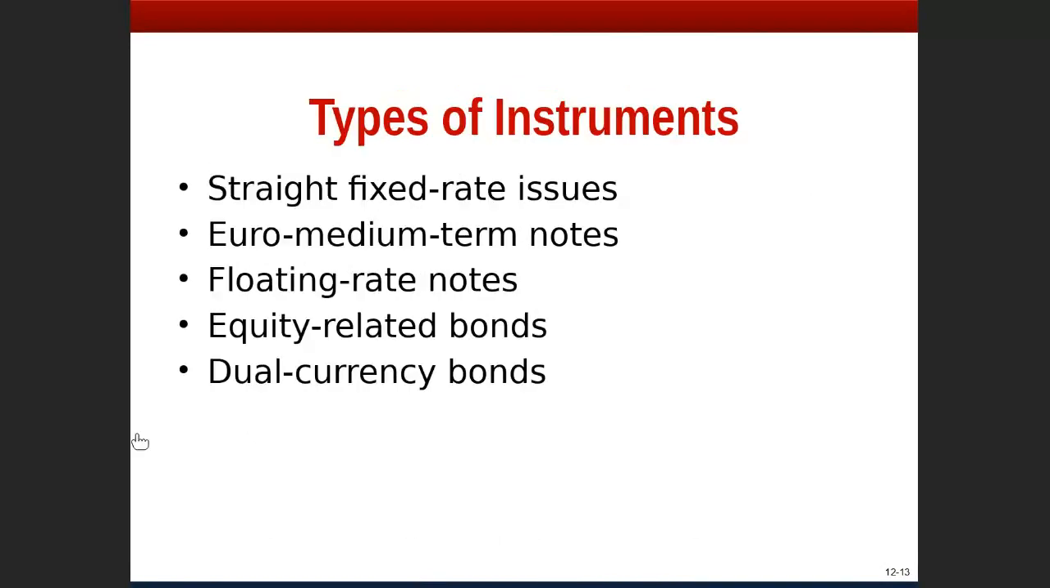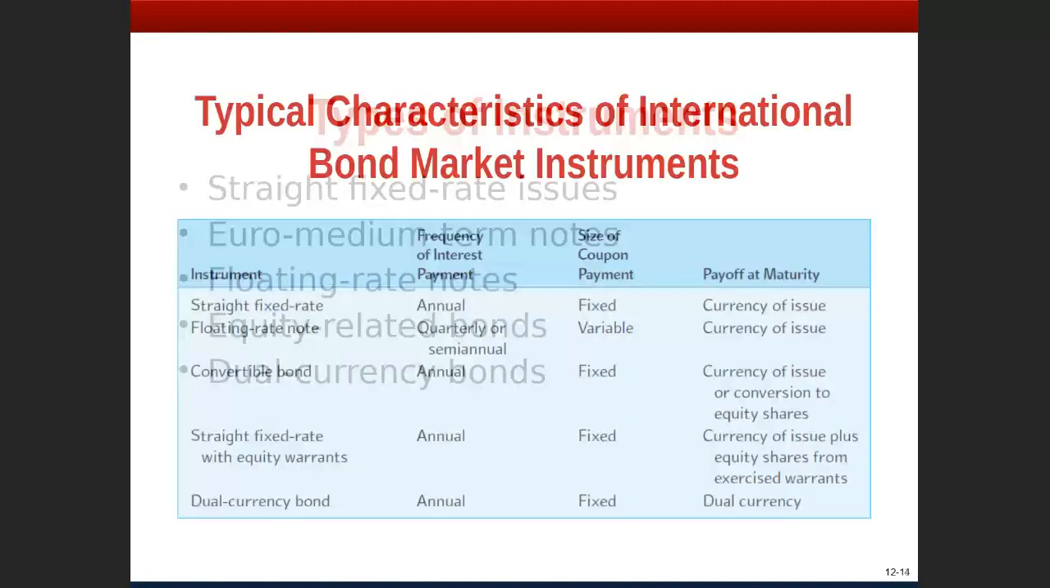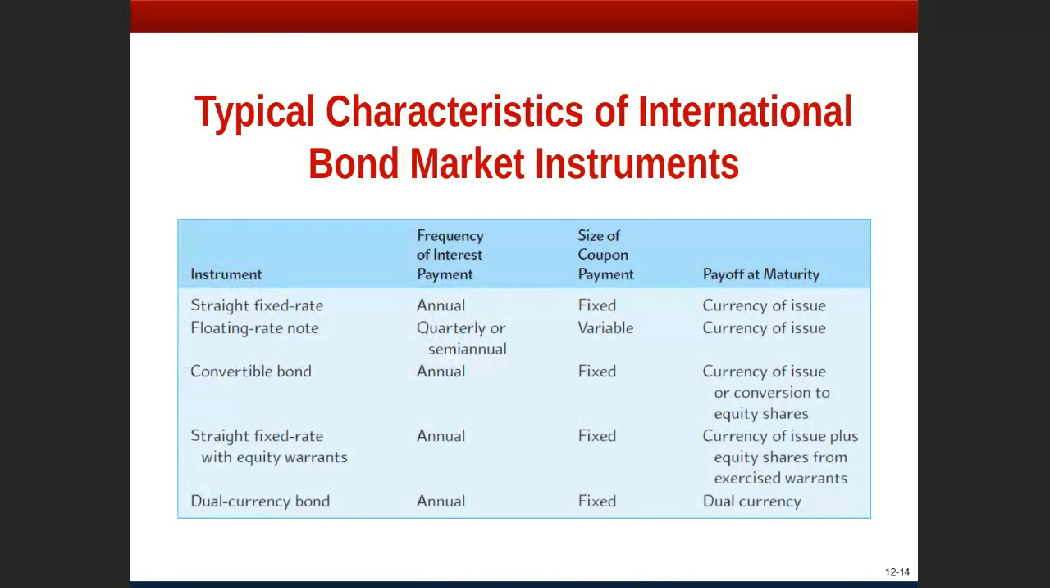Now we'll focus on the different types of instruments available in the bond market. Okay, we have straight fixed rate issues, we have Euro medium term notes, we have floating rate notes, we have equity related bonds, we have dual currency bonds. We will examine each of these. But here are the typical characteristics of international bond market instruments.